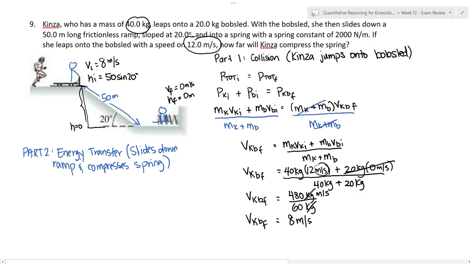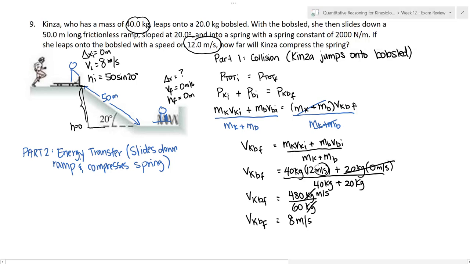What about delta x? Initially, the delta x would be 0. And that's because initially when Kinza and the bobsled are at the top of the ramp, the spring has not been compressed at all. So then that means that the delta x is 0. When they're at the bottom of the ramp and they've compressed the spring to the maximum amount, the question is asking us to find how far will Kinza compress the spring. So the delta x is our unknown value, and that's what we're trying to solve for.